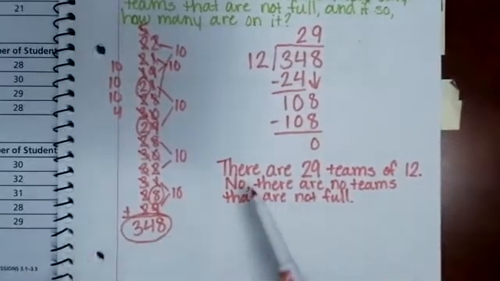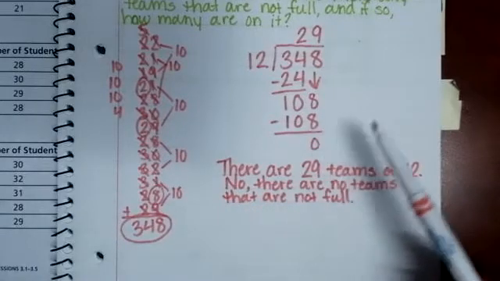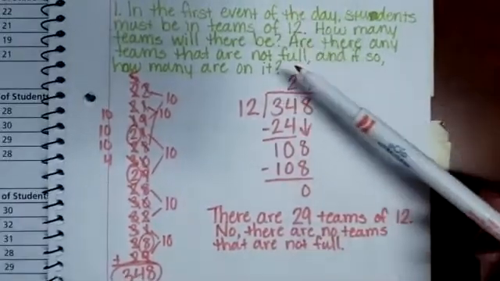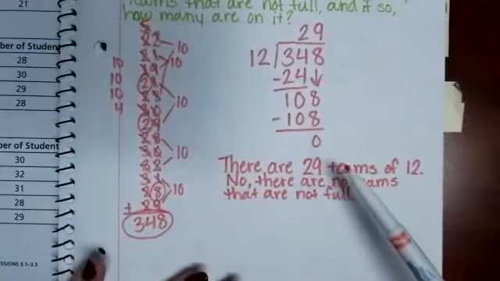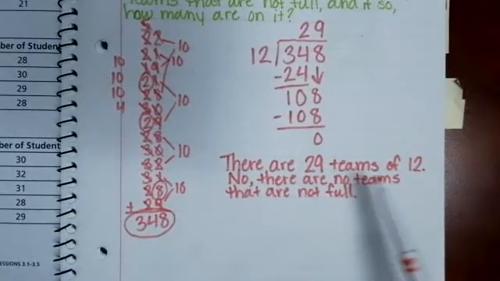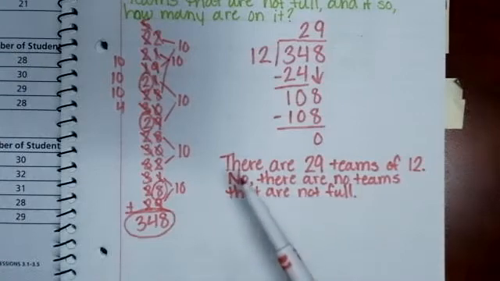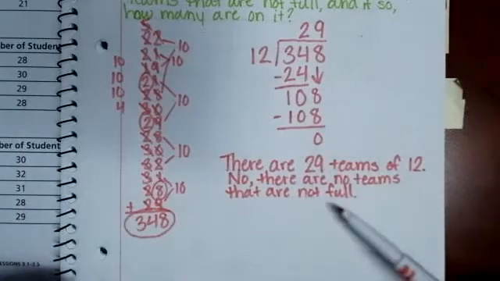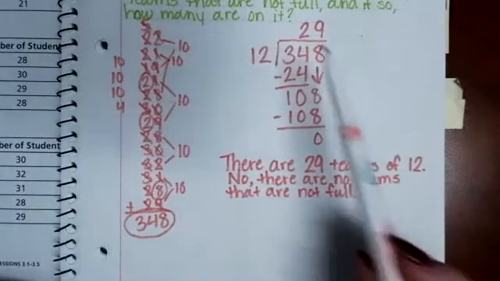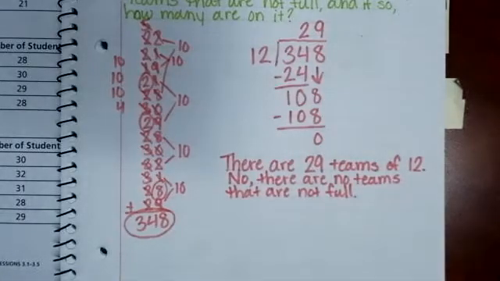And you notice how I'm writing my answer in complete sentences. We don't always do that in math. Sometimes we can just write an answer and circle it, right? But in this case, they asked me several questions up here, and I want to make sure my answer is very clear that first of all, there are 29 teams of 12. And then, no, there are no teams that are not full. All right, so there's my answer. I answered both parts of the question. We found out there are 29 teams of 12 in the total number of students. All right, okay, let's look at our next problem.